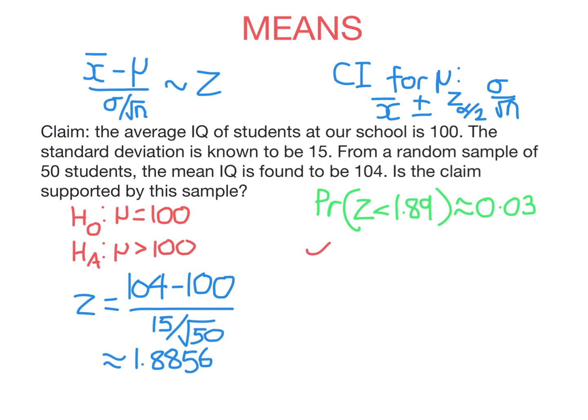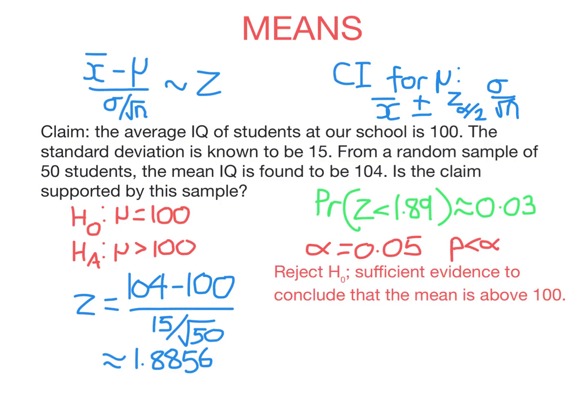So whether or not we reject the null hypothesis depends on our choice of alpha. So if we choose the standard, alpha is 0.05, because our p-value is less than alpha, that means we reject the null hypothesis. So there is here sufficient evidence to conclude that the mean is not 100, it's actually above 100.